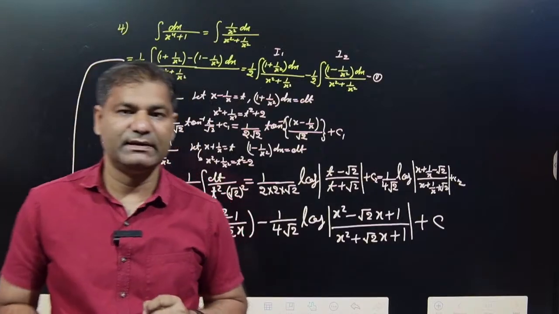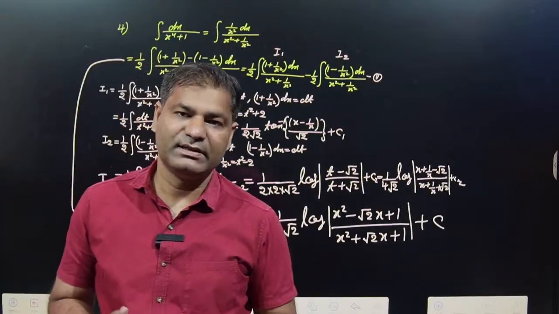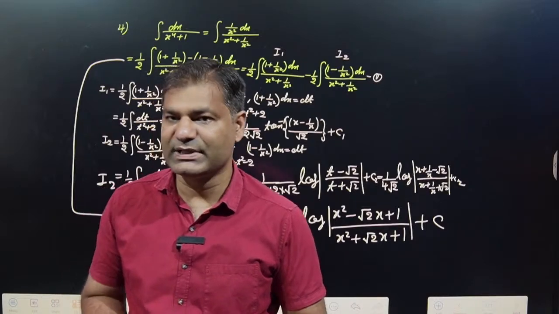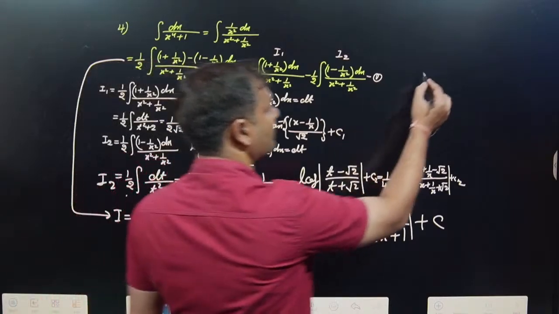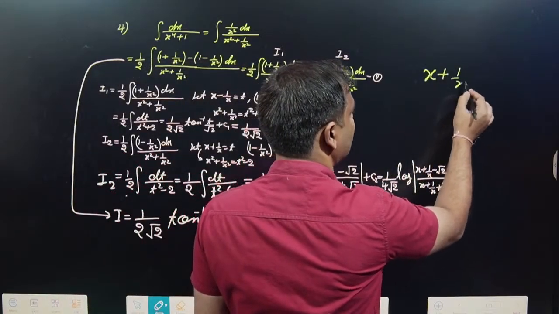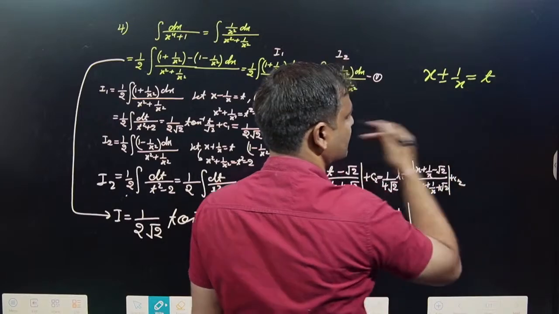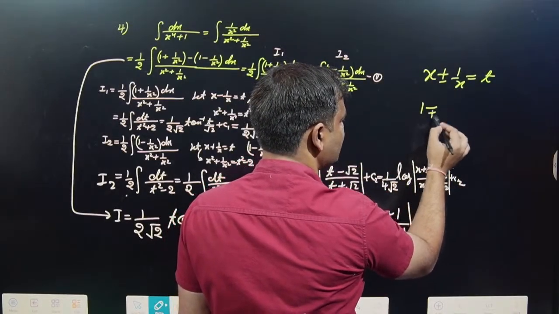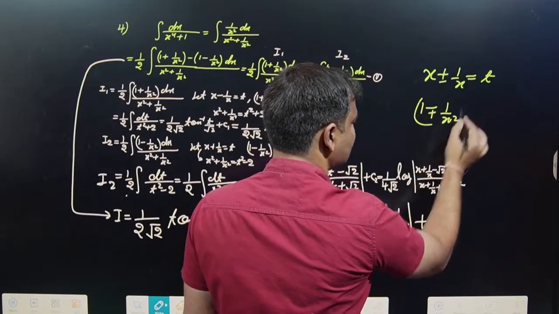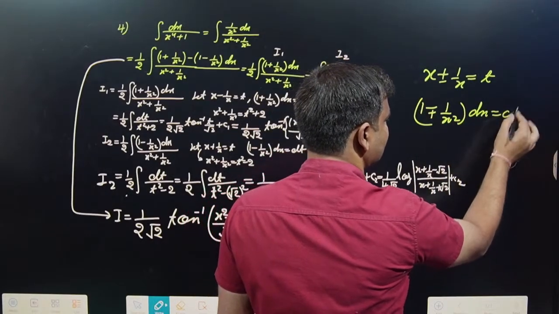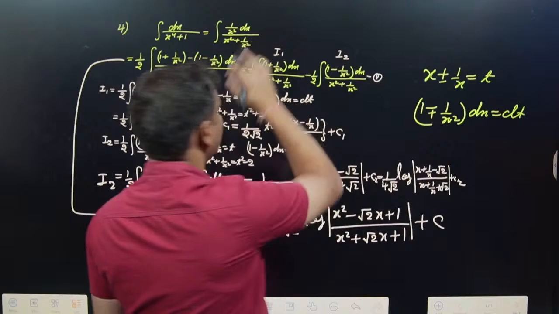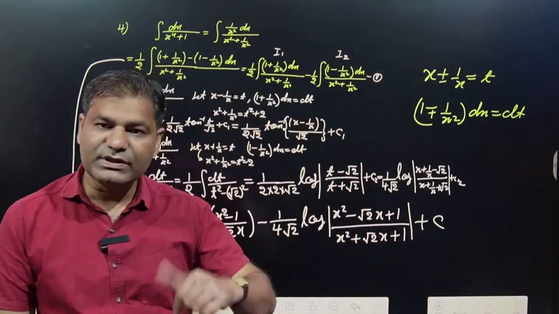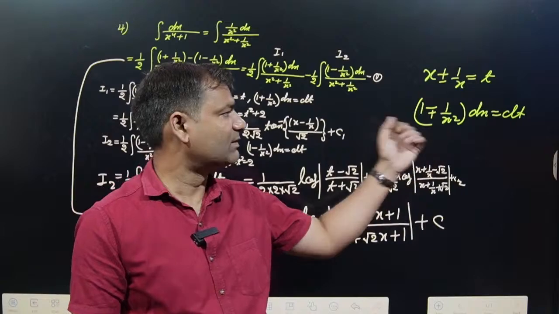Now the problem is which part is taken as t and which part is taken as dt. Because I have, say, x plus or minus this equal to t. If this one is taken as t, then we get 1 plus or minus 1 upon x square dx equals dt. But in the numerator this part is not available. So first of all, how can we make that part?